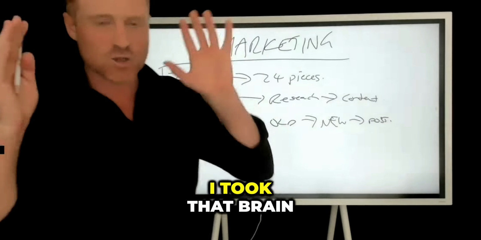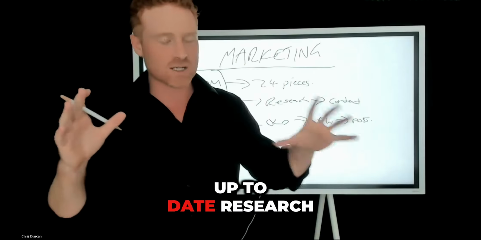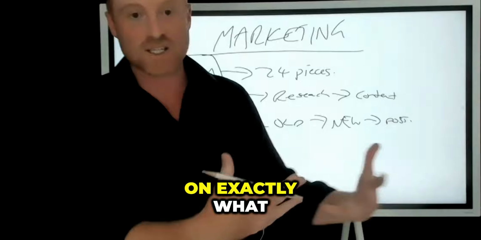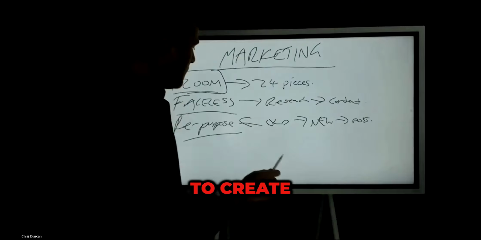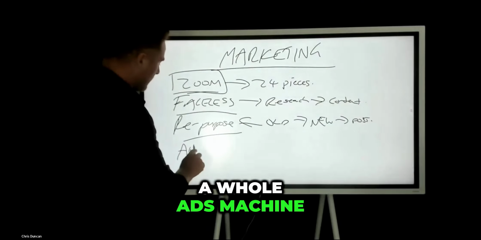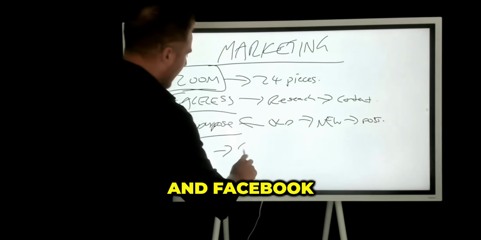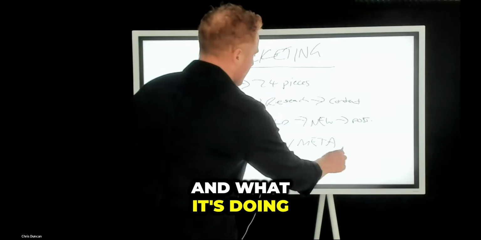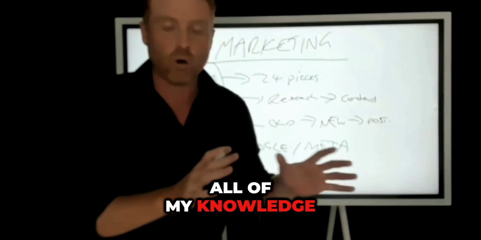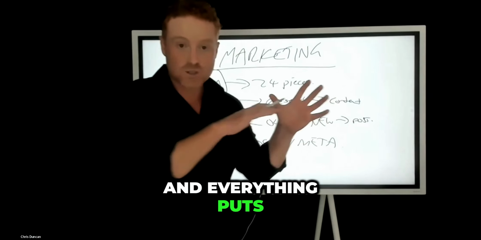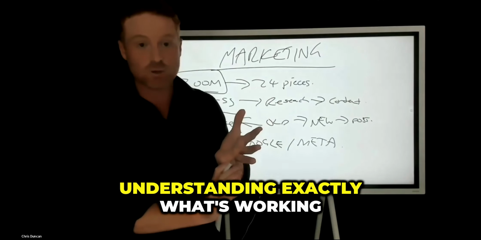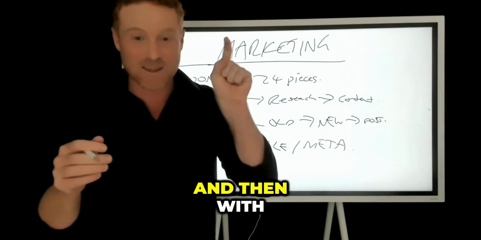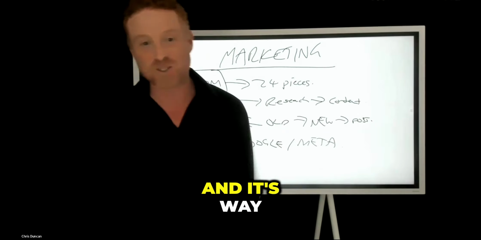The next thing I did is I took that brain and all the up-to-date research, and I actually turned it into a machine that instructs me on exactly what ads that I need to create. So I built a whole ads machine for both Google and Facebook. Well, sorry, Meta now. And what it's doing is it's taking all of my knowledge, all of that research and everything, puts it through a system, understanding exactly what's working this week, and spits out the exact ads. And then with one click, it's integrated to Facebook and it's live.